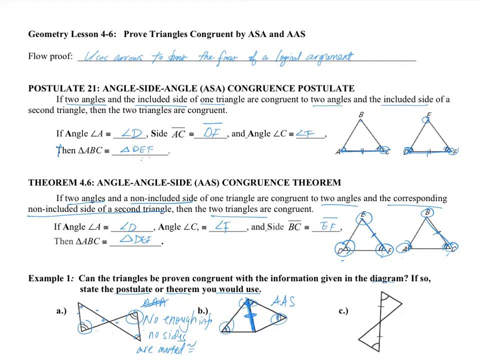Okay, now let's look at this picture. This angle corresponds to this angle, they're congruent. This side corresponds to this side, which they are also congruent, and then we have the vertical angles that are congruent to each other. So angle, side, angle. Angle, side, angle. So this will be the postulate that can be used to prove these two triangles congruent.